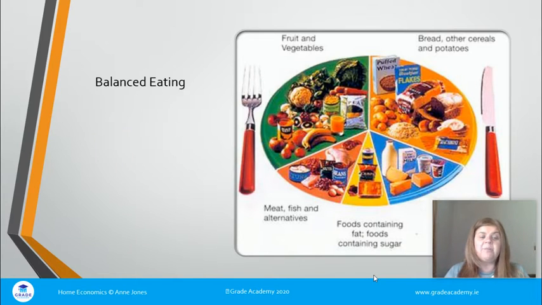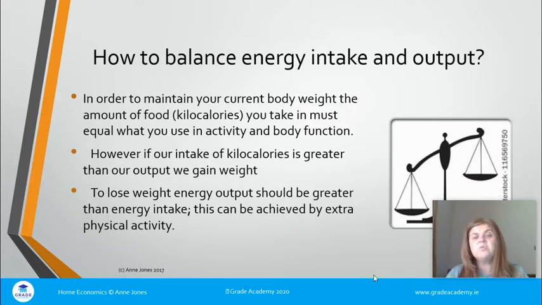So when we look then at our balanced eating, you may be familiar with the plate in front of you where we have all our food groups, and we'll be looking at those later on in the course: fruit and vegetables, bread, our meat, and our food containing fat, and also our sugar. And obviously limiting all of those is really, really important. So how do we balance it? What do we do with regard to intake and output? I suppose basically you want to make sure that they're more or less equal.